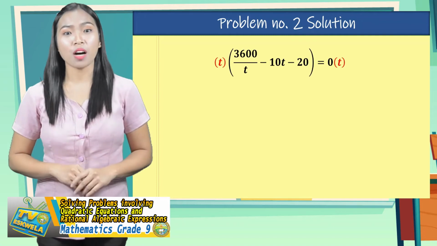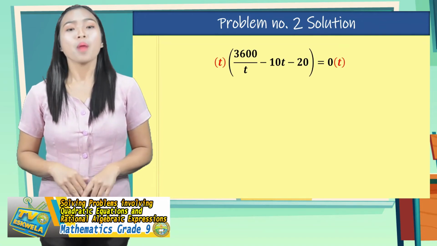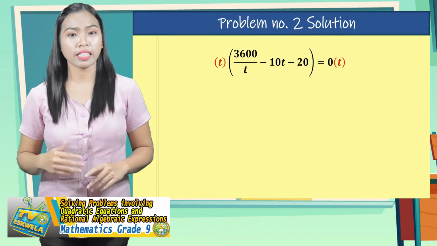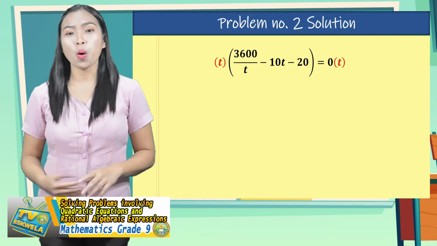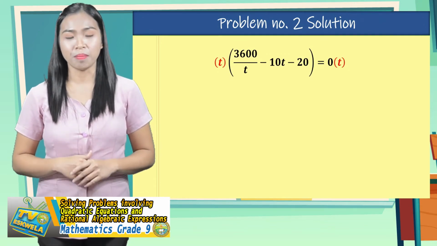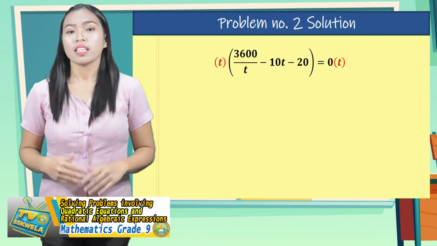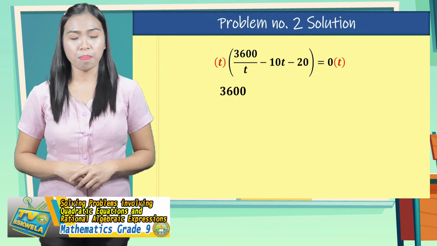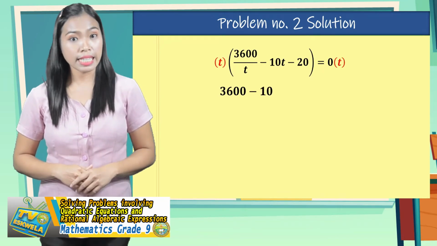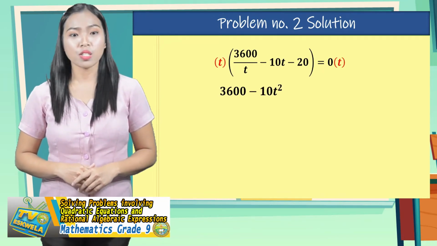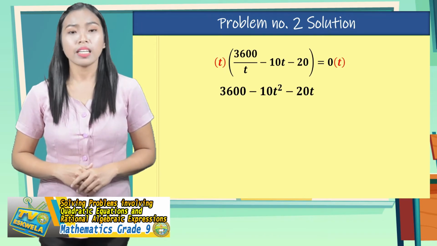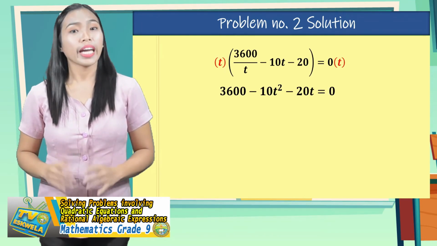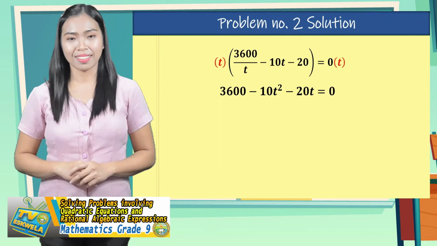We will clear out the rational expression by multiplying the LCD t to both sides of the equation. With this, the equation becomes 3,600 minus 10t squared minus 20t equals 0, a quadratic equation.